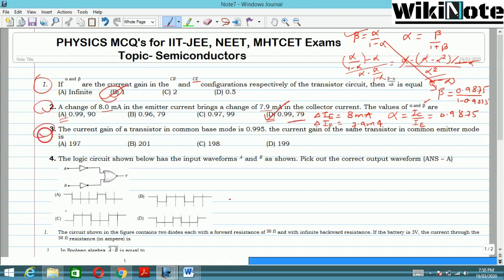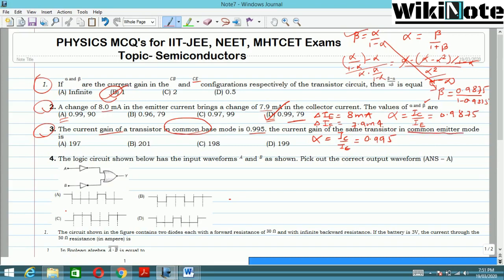Okay, so go on to question number 3. The current gain of a transistor in common base mode is 0.995. As this is a common base, keep in mind, alpha is equal to IC upon IE, and this value is given as 0.995. If the current gain of the same transistor in common emitter mode is, so they have asked you about the beta.